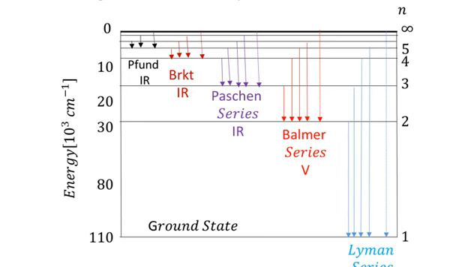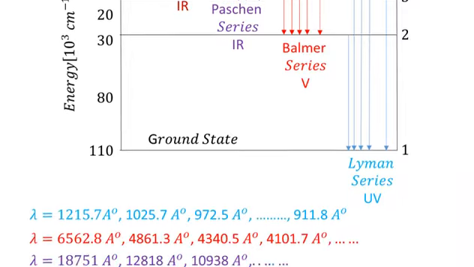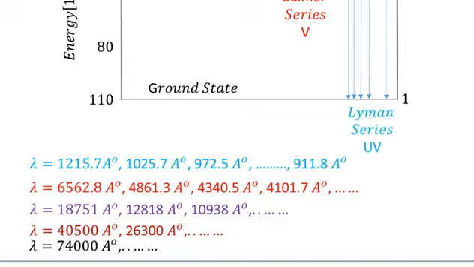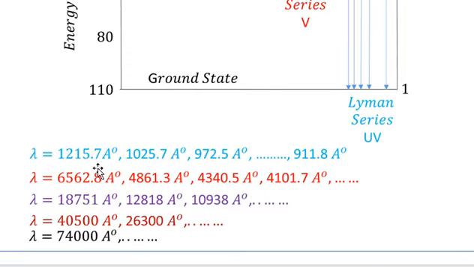And now I am going to specify different wavelengths emitted in the Lyman series. So in the Lyman series, from the left one, I have this wavelength, which is 1215.7 angstrom. The next wavelength, that is from the level number 3 to level number 1, is 1025.7 angstrom. Then from the level number 4 to level number 1 is 972.5 angstrom, and so on. And then from infinity to the level number 1 is 911.8 angstrom.